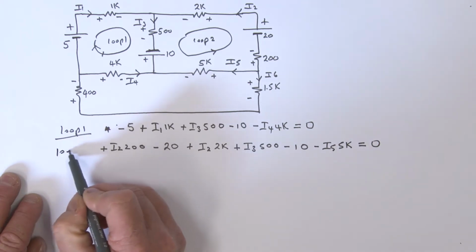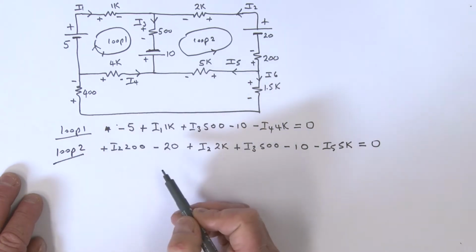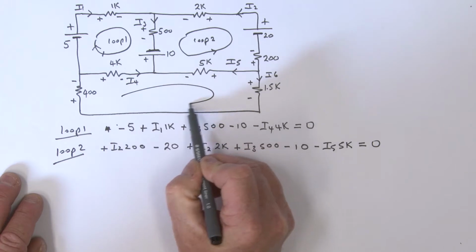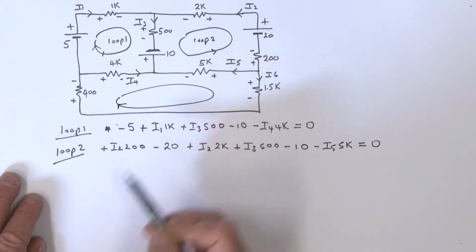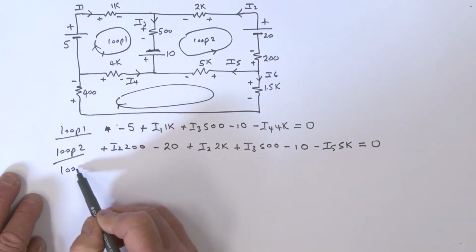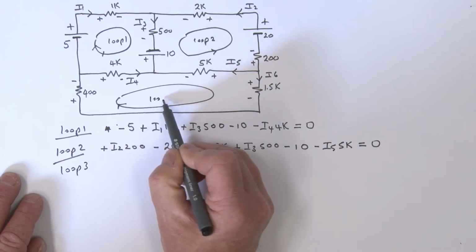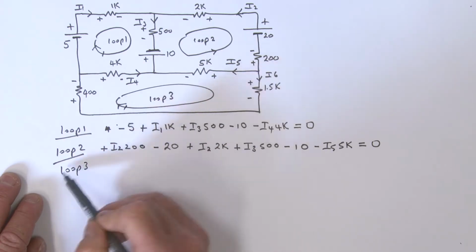So that's my second loop equation. All right, one more loop exists here. Well, let's go around this guy in a clockwise direction. Okay, so this is loop number 3. So loop 3. All right, let's start here.